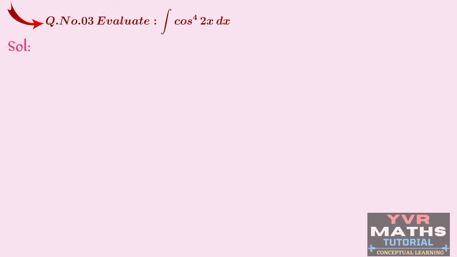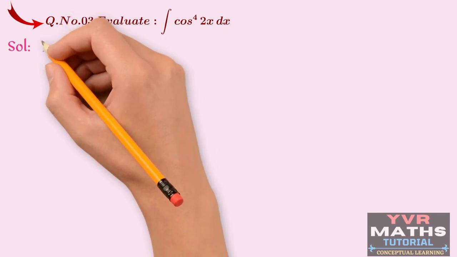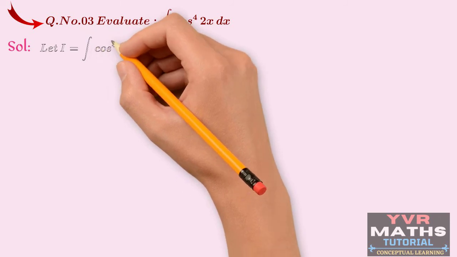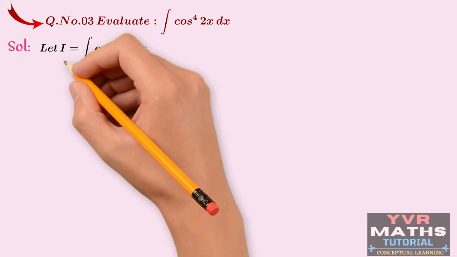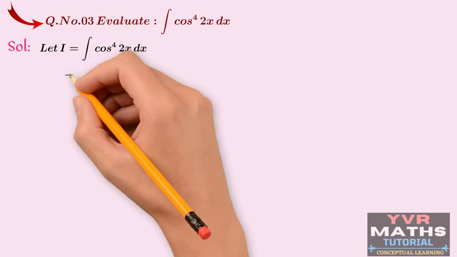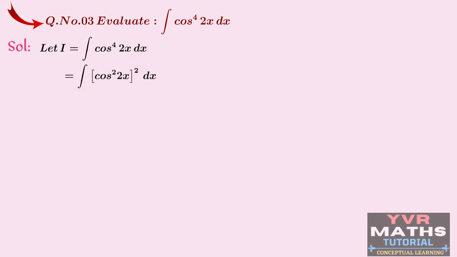Let us discuss the solution of this one. First of all, we will consider the given integral as capital I. Then let I is equal to integral cos power 4 2x dx. We know that a power 4 can be written as a square whole square. Based on that knowledge, cos power 4 can be written as cos square whole square. Then see here in the next step, integral cos square 2x whole square dx. If you observe here, the base of the term is in the form of cos square A.